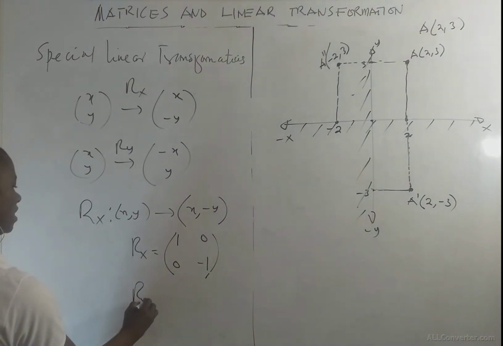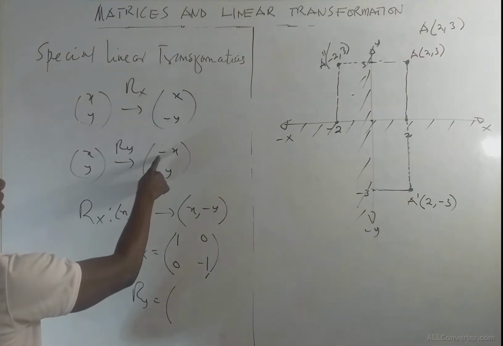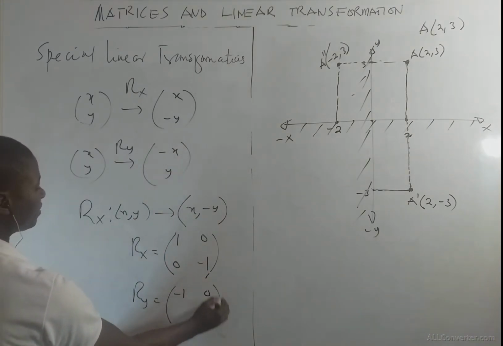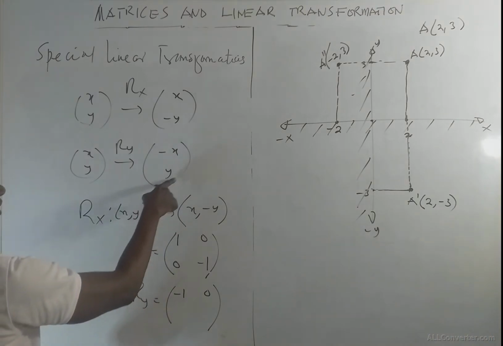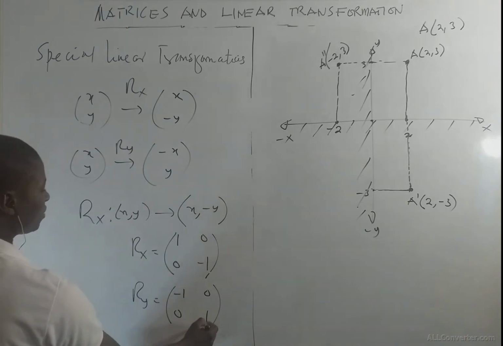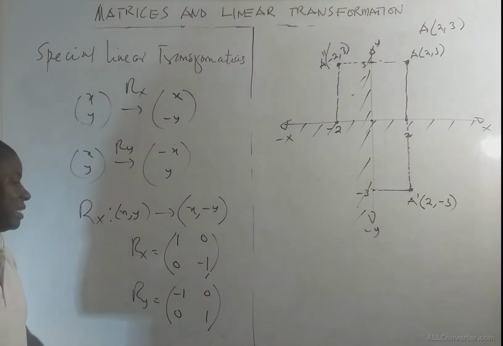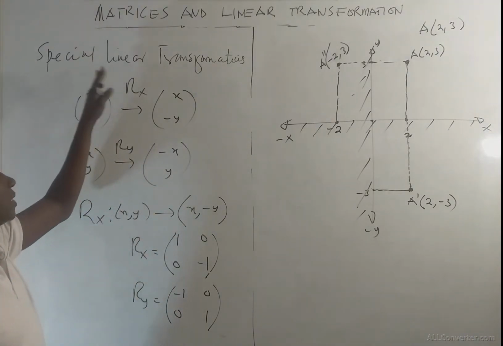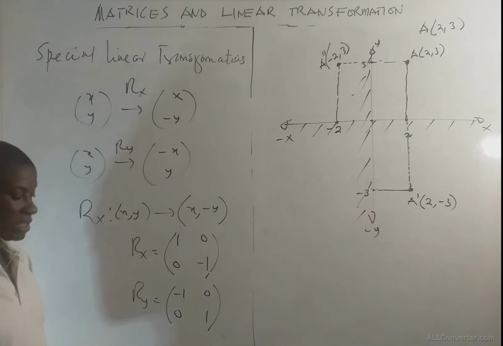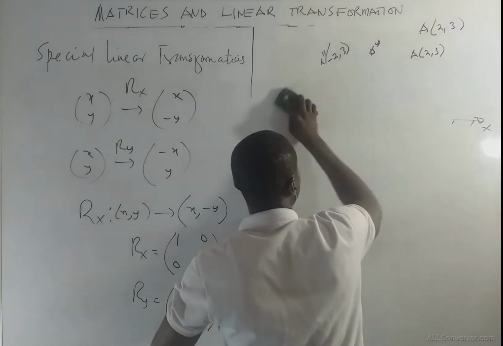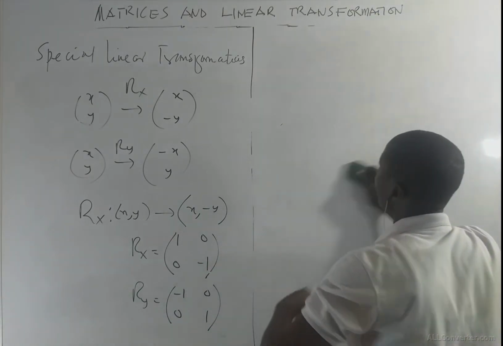Now, for reflection in the y-axis, take note. With the reflection in the y-axis, the coefficient of the x term is -1, but there is no y term, so you have 0. Then when you check the second row, there is no x term, so this should be 0, but the coefficient of the y term is 1, so this should be the matrix. So in general, that is how we bring out the matrices when you are given the linear transformation and you are looking at some special transformations. What we have looked at so far is the reflection in the x-axis and reflection in the y-axis.